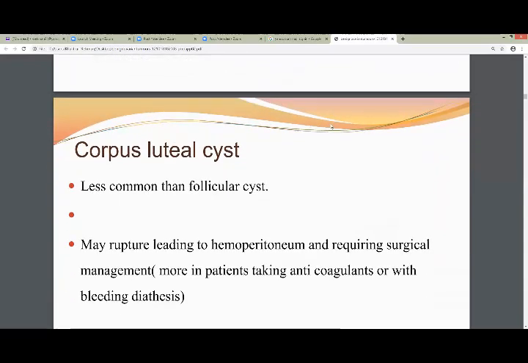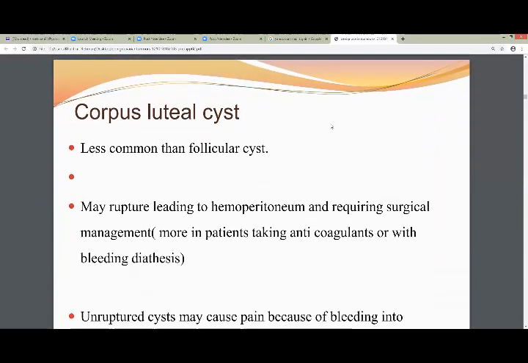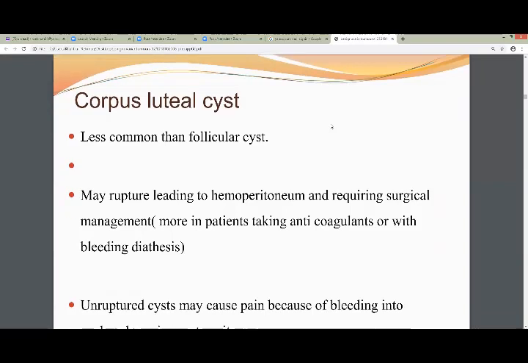Then come the corpus luteal cysts. This is less common than follicular cyst. It may rupture, leading to hemoperitoneum. In the corpus luteum cyst, there is more risk of rupture. Although I would not say that all of them rupture, there is more risk of rupture than the follicular cyst, and because they are already bleeding inside, there can be a risk after rupture of hemoperitoneum requiring surgical management.